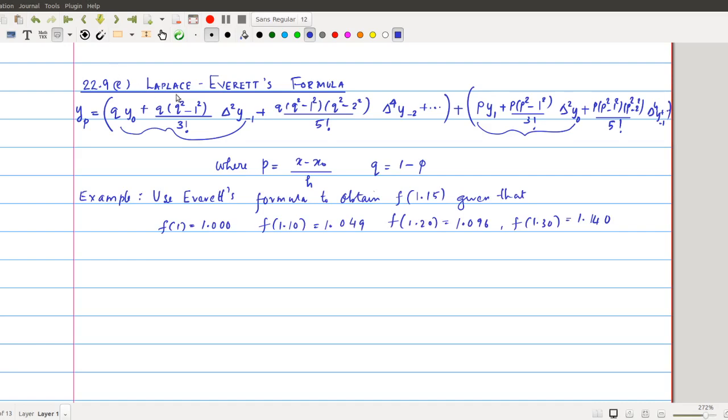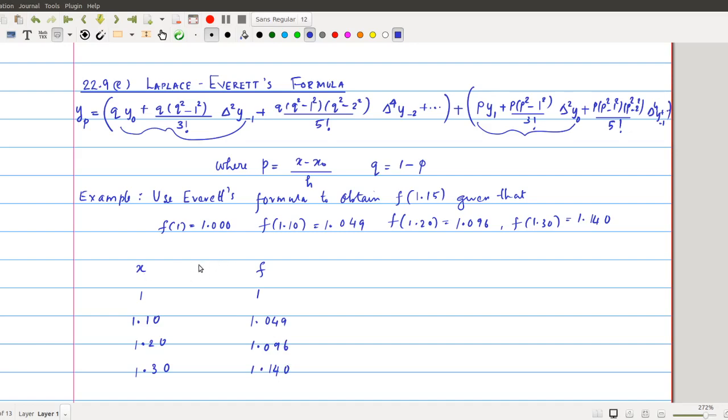This is the example. Use Everett's formula to obtain f of 1.15, given that the f values are here. So we construct the table. Here we have x values: 1, 1.10, 1.20 and 1.30. We have only 4 points, and the corresponding function values are given: 1.049, 1.096, 1.140.